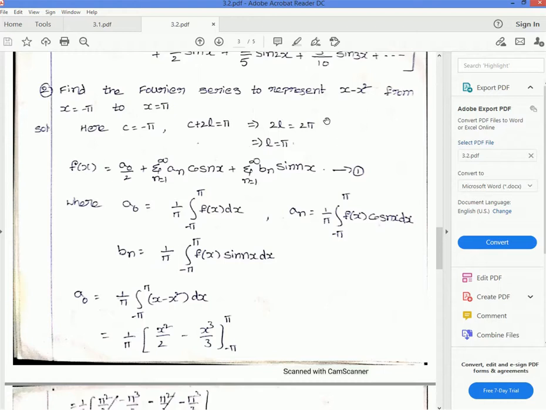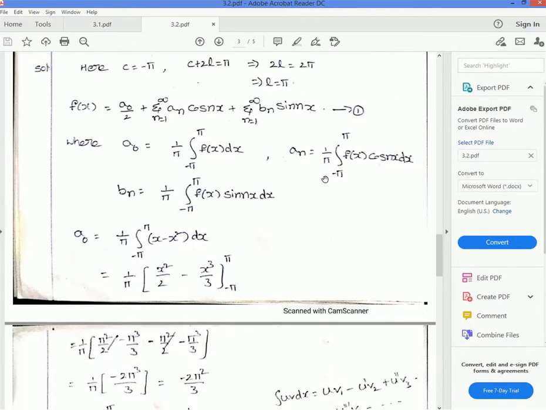Minus x minus x square. Minus x square is not a given function, so it is neither an even function nor an odd function. So we have to find all the values a naught, a n, b n. So what is f of x? The Fourier series is a naught by 2 plus the sum from n equal to 1 to infinity of a n cos n x plus b n sin n x. So find a naught, a n, b n values.